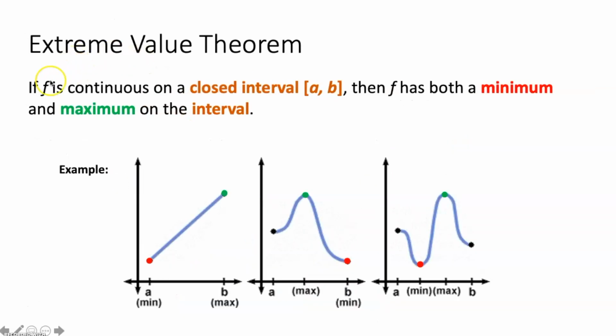Now, the extreme value theorem says if f is continuous on a closed interval [a, b], then f has both a minimum and maximum on the interval. So all this is saying is that if you have a function on a closed interval [a, b], meaning that the endpoints are included in your interval, then your function has to have a min and a max value on that given interval. And be aware, because it's a closed interval, your endpoints could be both your min and max values. They could be one of your min or max values. They could be neither of your min or max values. So just be on the lookout for your endpoints. They could be your minimum or maximum values because it's a closed interval.